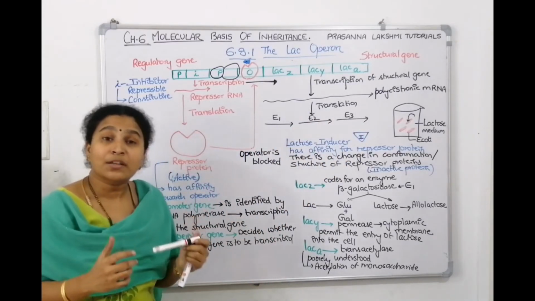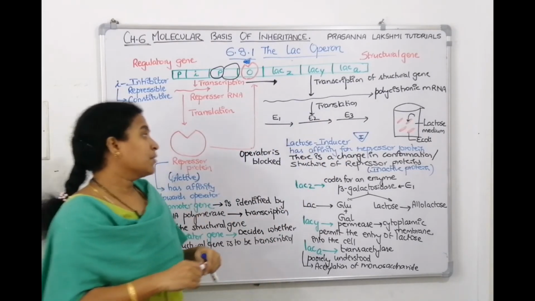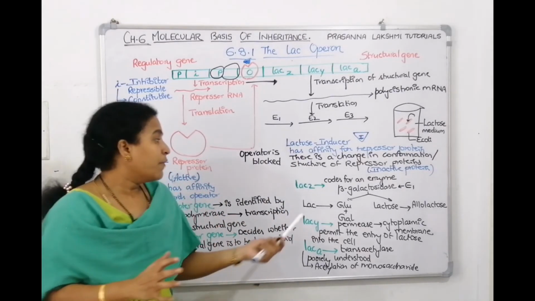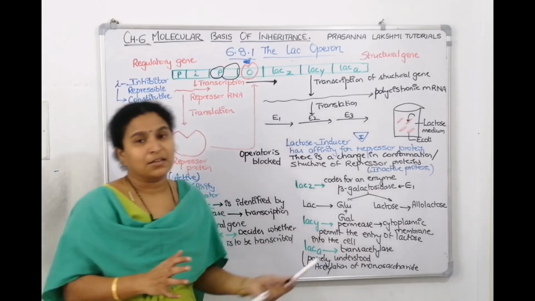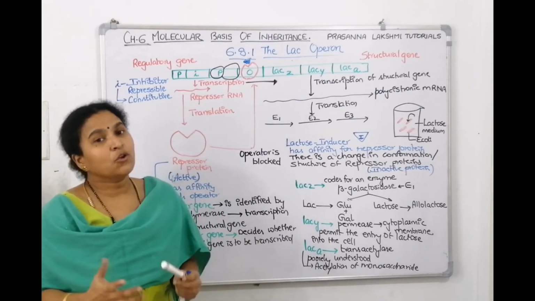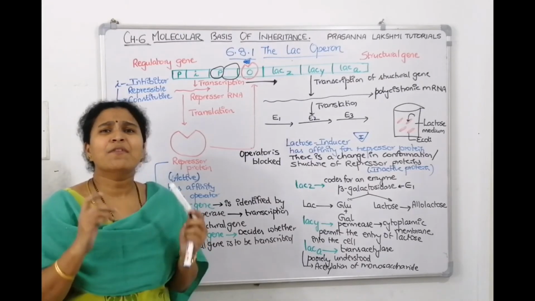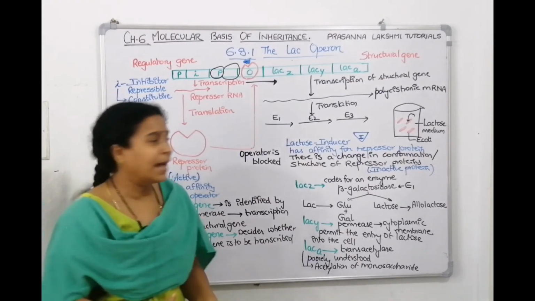Now these enzymes, what will they do? They will come and break the lactose. When you break the lactose, you get glucose and galactose. Now when you are breaking anything, you get energy. That means the cell is getting energy. With that energy, the cell will survive. The cell will be alive, right?